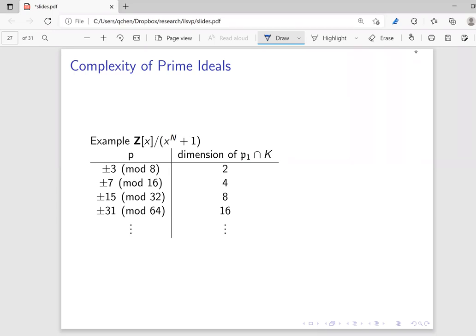So it's actually the dimension doubles every time you move up this hierarchy.